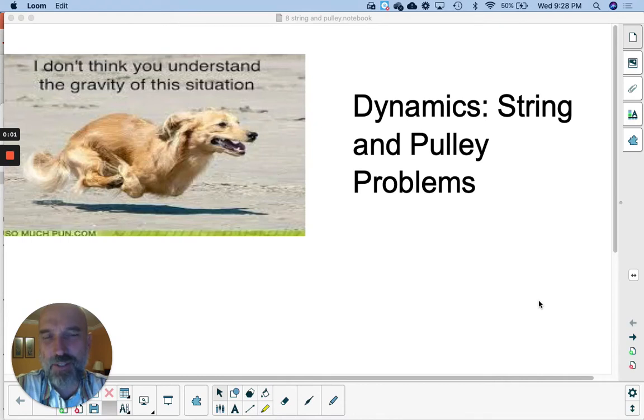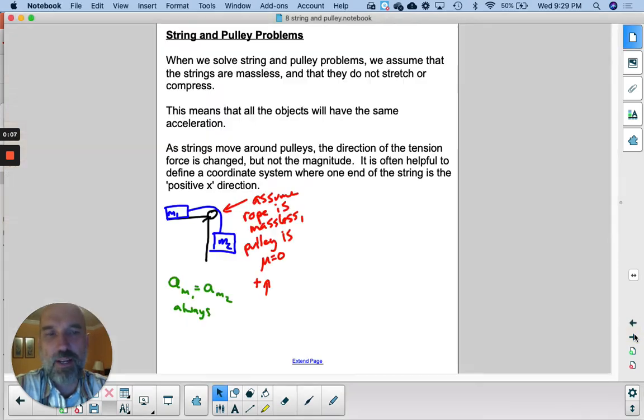Hello physicists, we are going to take a look at string and pulley problems here. I'll jump right in. This is a class of dynamics problems. It's an early look at system analysis, and it's a way we can dig into what's going on with tension in moving systems. There are a couple of tricks to it, and I'll talk you through them.